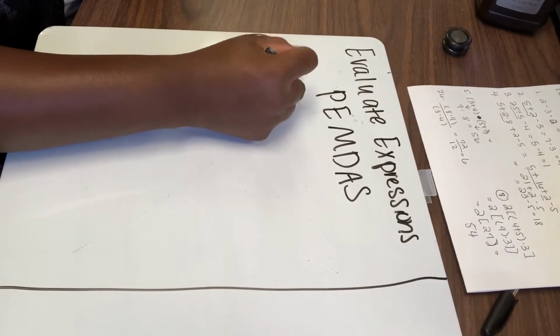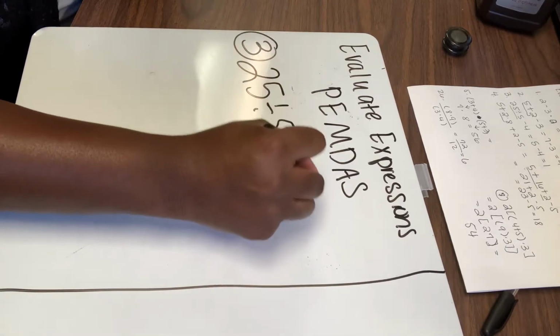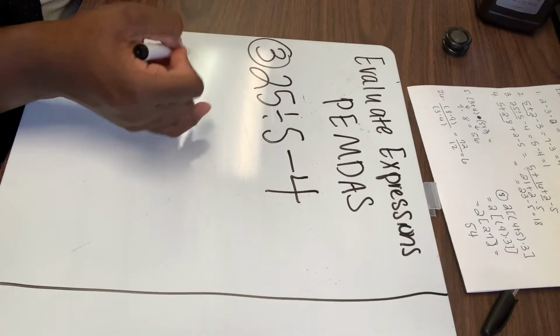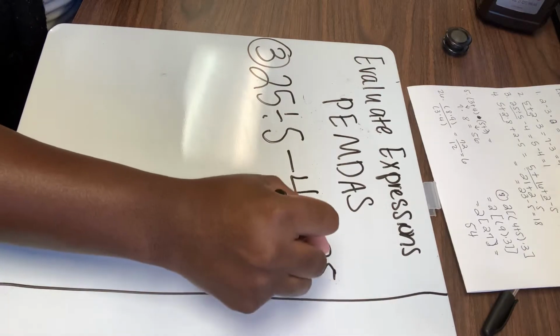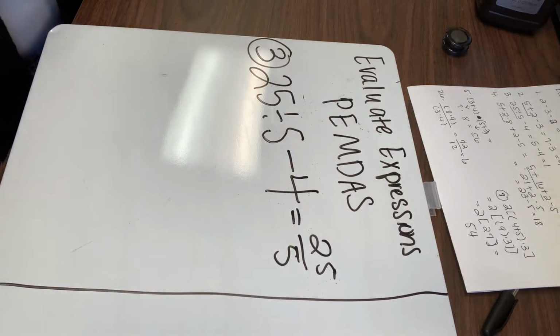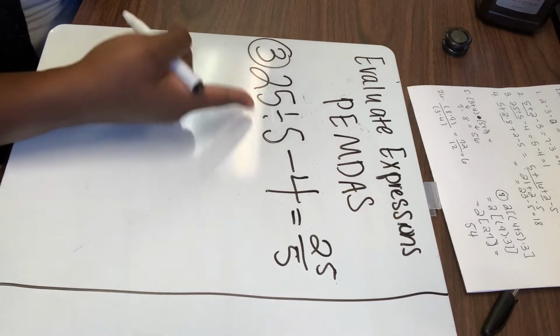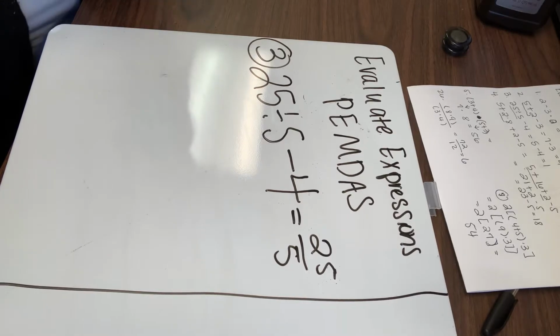Alright, now we have 25 divided by 5 minus 4. Okay, so don't be freaked out by this, guys. I know you're used to seeing it like this, but they do this to confuse you, but it means the same thing. So like I said, if you have to rewrite it in order to understand it, please do so. There's nothing wrong with rewriting.